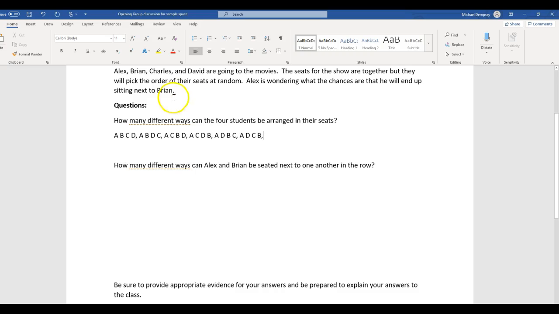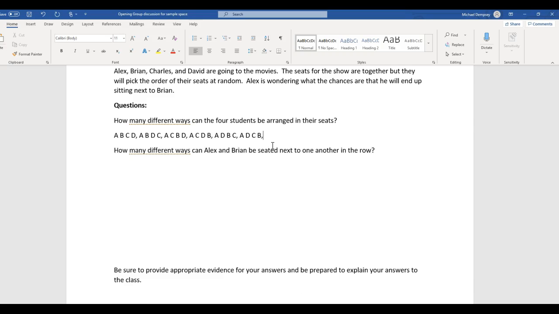What we did after this was we said, well, here's 6 ways that Alex can sit in the first seat, right? 1, 2, 3, 4, 5, 6. What if we then put Brian in the first seat? Well, that'll be another 6 ways. Charles in the first seat, and David. So 6 plus 6 plus 6 plus 6, 24 ways.